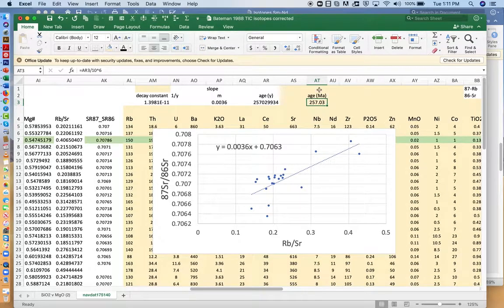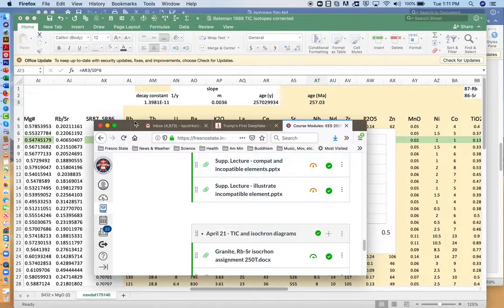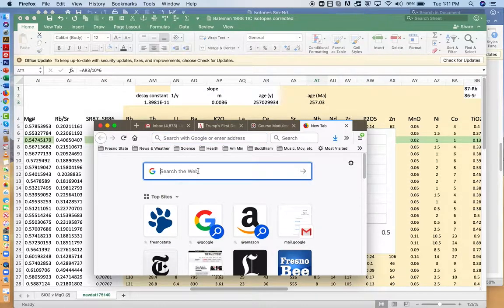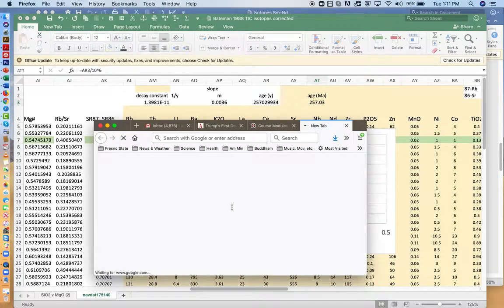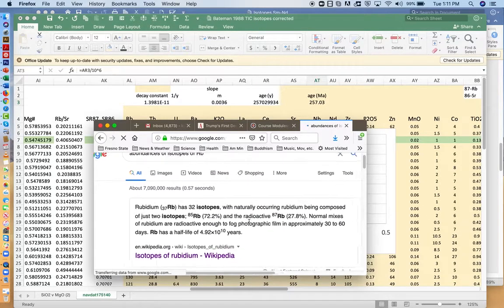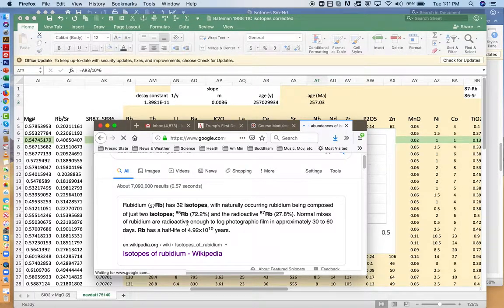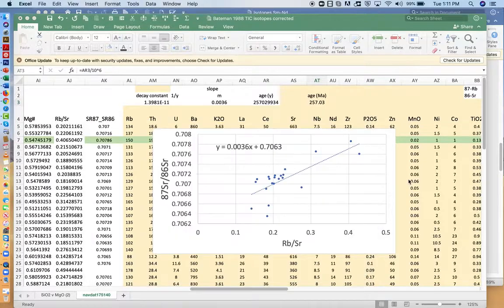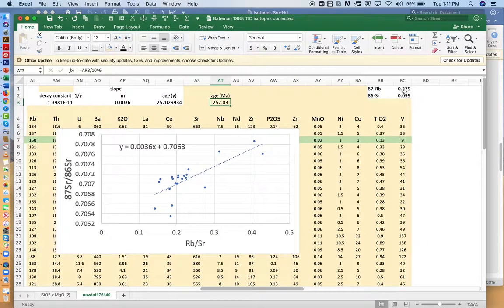So what we're going to do is go into Google, and we're going to search on abundances of isotopes of rubidium. And what you'll see is that the rubidium isotopes have different abundances. All right, fair enough. Rubidium 87 represents 27.8% of all rubidium. So what we can do is come back into the spreadsheet, and I've entered it as a fraction. 0.279 represents the fraction of rubidium that is rubidium 87.